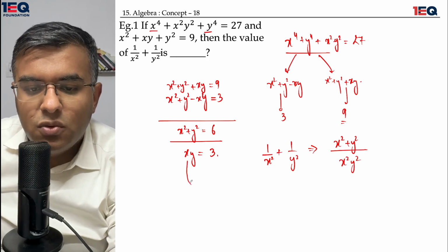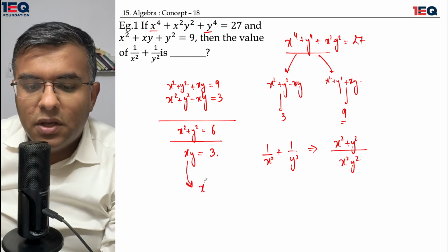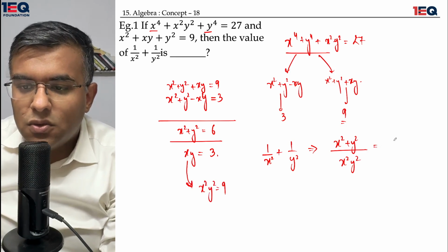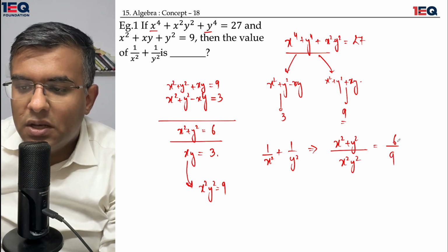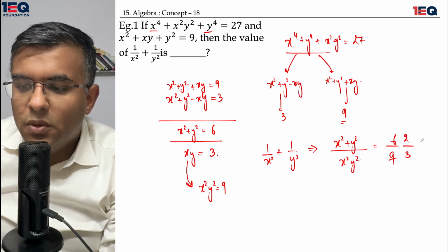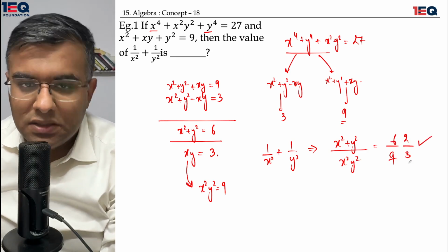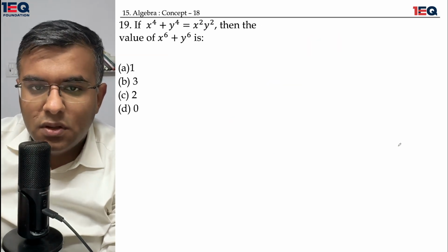Okay, so I'll have to square this equation. The equation once squared comes out to be 9. So the value of x square y square is equal to 9, and the value would be 2 by 3. I hope that is what everybody was looking for.